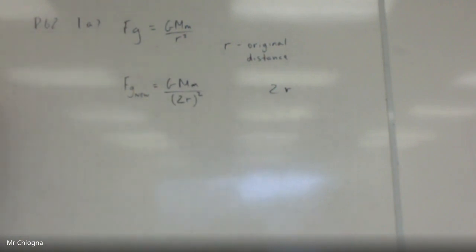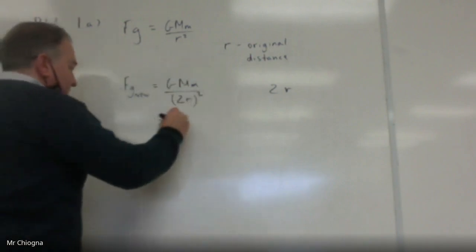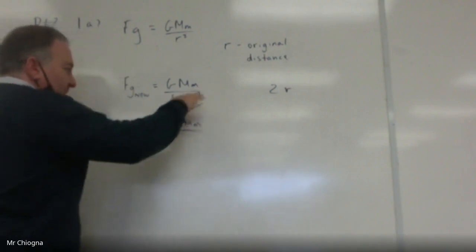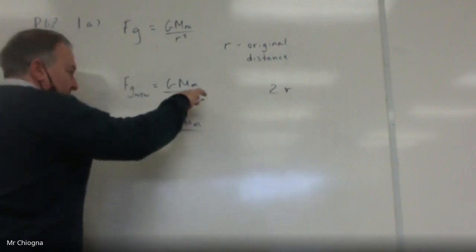Okay? Why it's a new force? It's a new force because it's a new distance, twice the old distance. The old distance is represented by r. Okay, so you take what's in brackets. Mathematically, when you square whatever's in brackets, that means you square each factor. So you're going to square the 2 and the r.